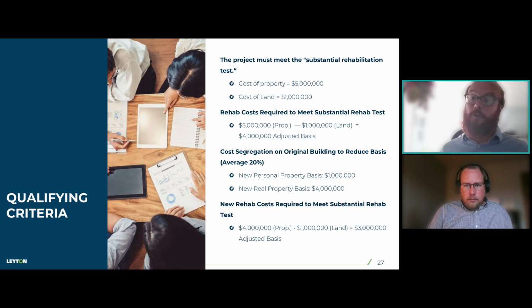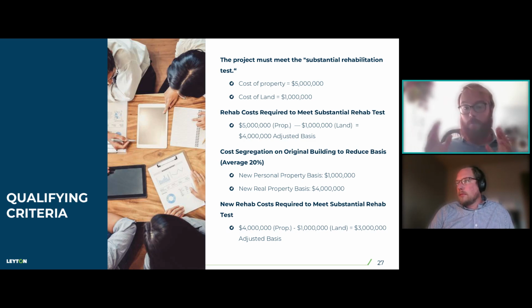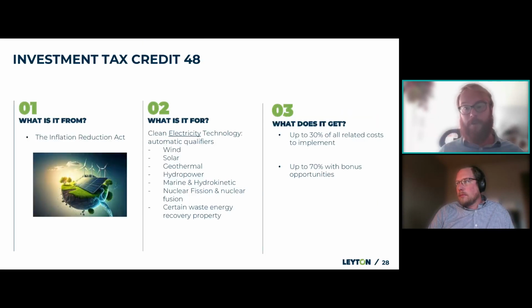So if you do cost segregation before you take the historic tax credit, you reduce the property basis, in this case using an average of 20%, by $1 million. So then you have a property basis of $4 million. Then you reduce it by the value of the land, $1 million. Then you only have $3 million of adjusted basis that you'd have to spend to meet or exceed that substantial rehabilitation test.